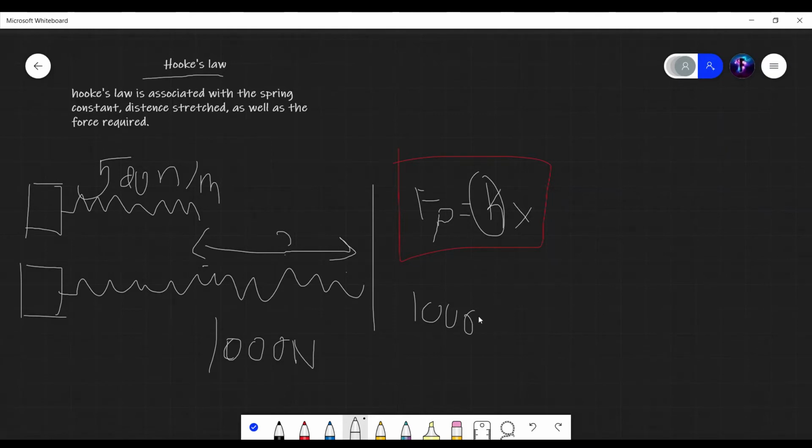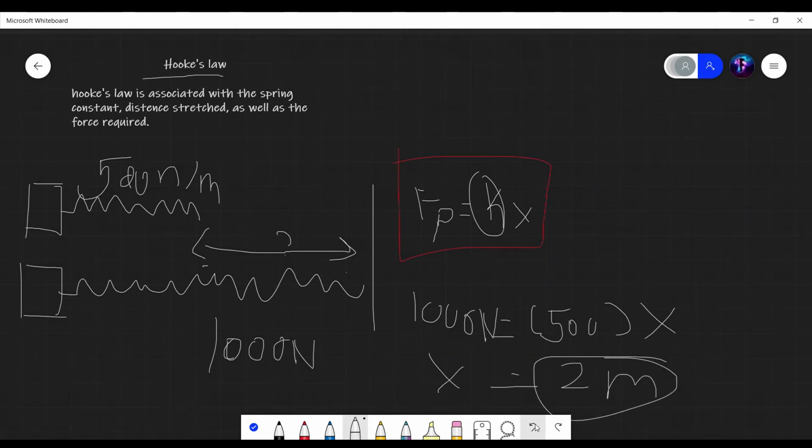So we just plug in what we know. Fp is 1,000 newtons, which equals K, 500, times X, which we're finding. To do that, we divide 1,000 by 500, so X would equal 2 meters. It has to be meters because it says 500 newtons per meter. If it says newtons per centimeter, it has to be in centimeters.